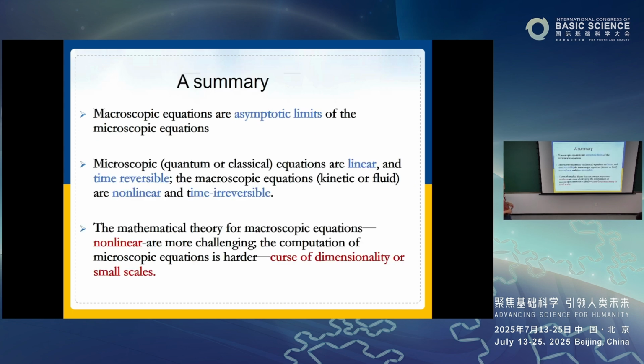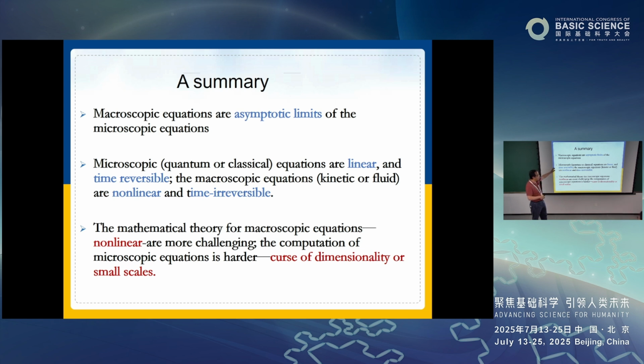All right, so let me summarize what we have talked about. Well, first, all these macroscopic equations are simply asymptotic limits of these microscopic equations. You can see the mathematical bridge, which connects all these equations in these four fundamental scales. They're all mathematically connected. Okay. And well, the microscopic equations are all linear equations. For example, the quantum Schrodinger equation is linear. Well, Newton's equation is not linear, but Liouville's equation is linear. If you put it in the phase space, it's linear.